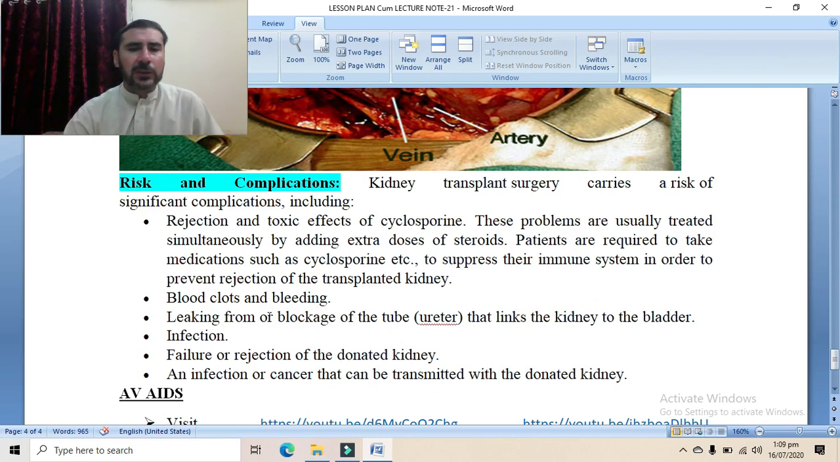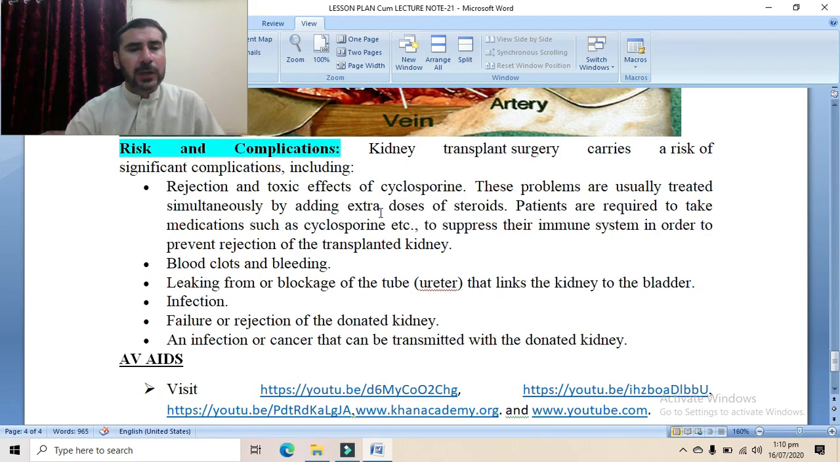Patients are required to take medications such as cyclosporin etc. to suppress their immune system in order to prevent rejection of the transplanted kidney. Cyclosporin is usually given to the patients, but to counter the adverse effects, the side effects of the cyclosporin, not to over-suppress the immune system of the patient, steroids are given to counter the overreaction of cyclosporin.